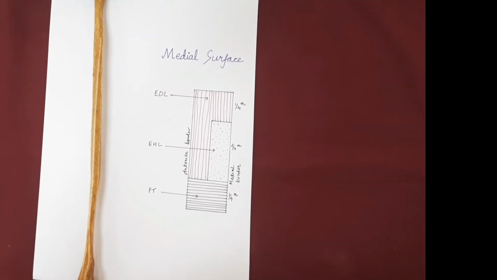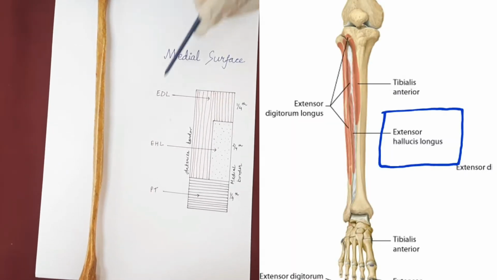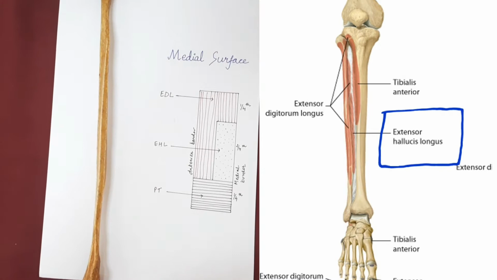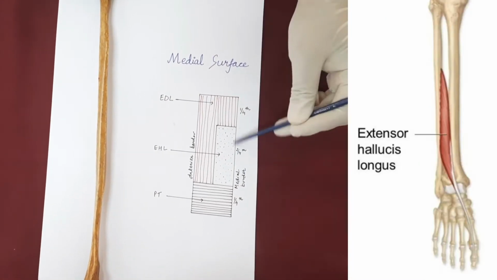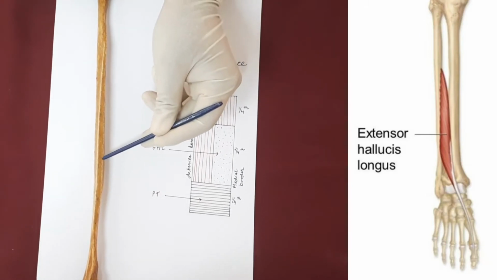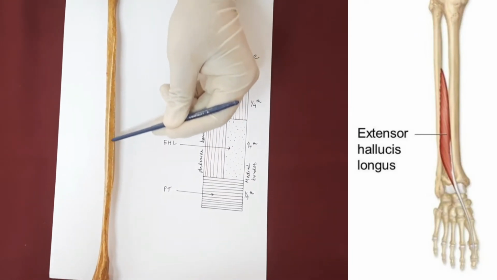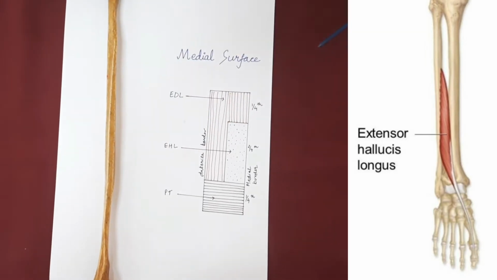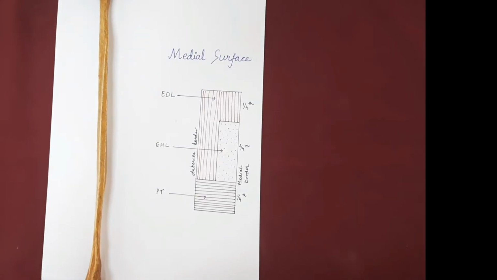The next muscle is extensor hallucis longus. The attachment of extensor hallucis longus will be over the posterior half of the middle 2/4. So here, over almost the posterior half of the middle 2/4, there will be attachment of the extensor hallucis longus.